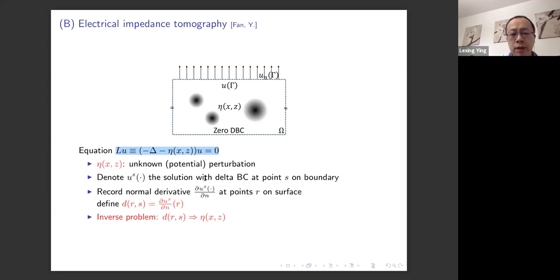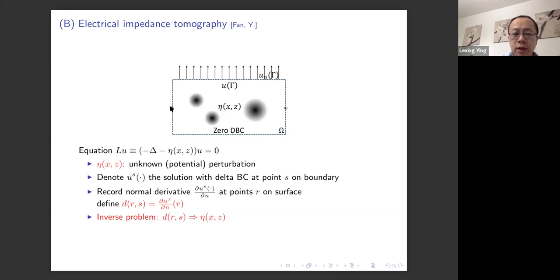Now, how do we get the data? The way we get the data is the following: at every boundary point S, for every fixed S, I'm going to specify one boundary condition. That boundary condition is going to equal a delta function at S and zero everywhere else. You can think about the top surface: I pick one point and call it S, and I put the delta source there, and everywhere else on the top surface, I put zero.